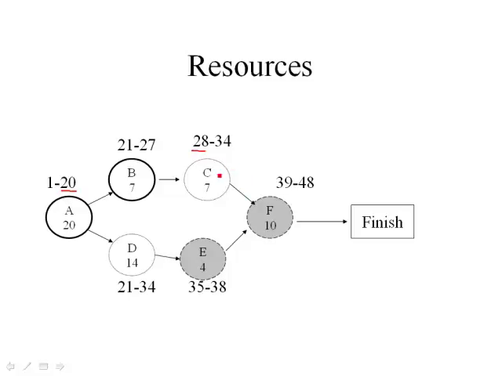Actually, that's not right. Because think about what's required for activity C to start. Not only does activity B have to finish, but something else has to happen. The same resource that does activity D also does activity C. So the critical path here is not really telling us the whole story. And activity D is going to be busy until time 34. So activity C can't start until time 35.